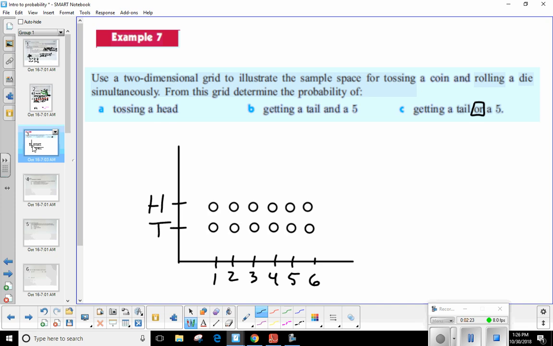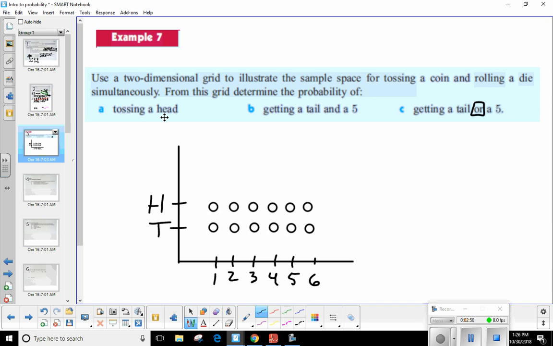I did want to go ahead and talk about it. I found it off a resource. I think it's a really good problem. So this is another version of a lattice diagram. It says use a two-dimensional grid, which we have here, to illustrate the sample space for tossing a coin and rolling a die simultaneously. From this grid, determine the probability of tossing a head, then getting a tail and a 5, or getting a tail or a 5.